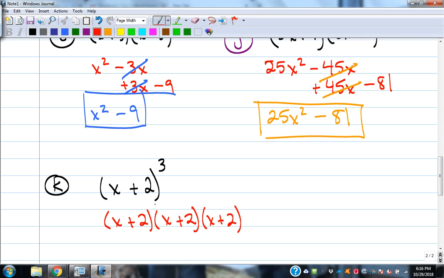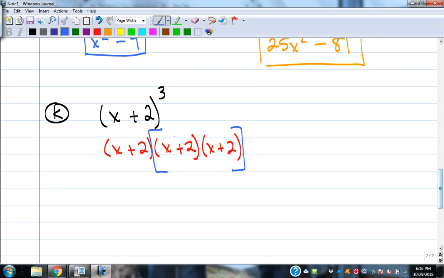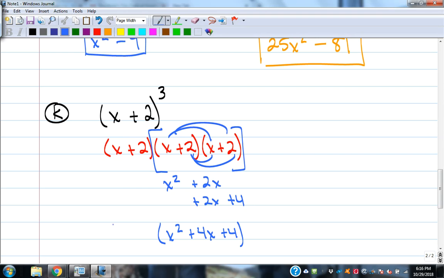So this is what I would do. I would take these two and do that part first. So I would take the ones that I'm putting in the brackets there, and I'd multiply those two together first. So that'd be x times x plus 2x plus 2x plus 4. Simplify that. I get x squared plus 4x plus 4.